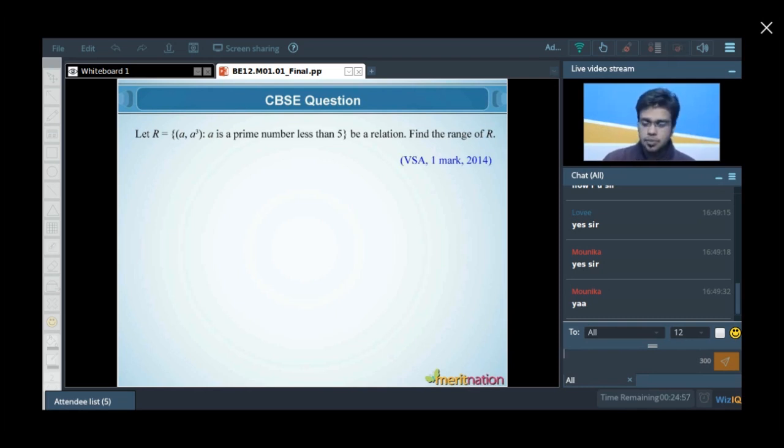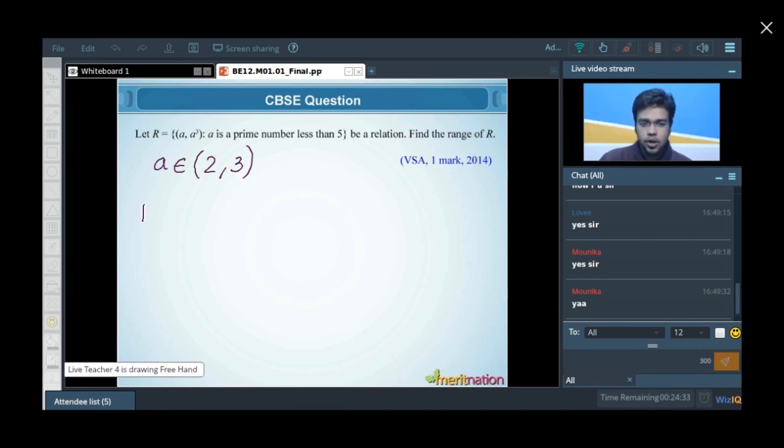So this is a very simple question. First we'll calculate what values a can have. That is, a belongs to all those prime numbers which are less than 5. So a can have values 2 and 3, right? So a belongs to 2 and 3.